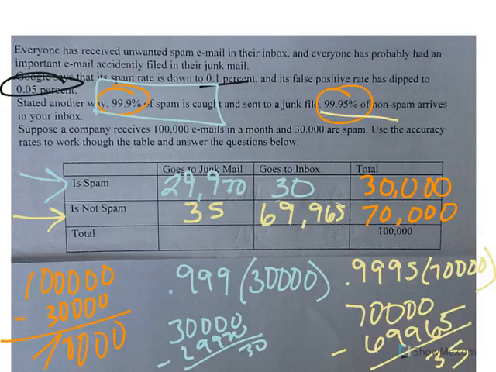your junk mail. So when I do my totals for my columns, I've got 30,005 emails that go to my junk mail, and I've got 69,995 that go to my inbox. And that's the table that we're going to use to answer some questions.